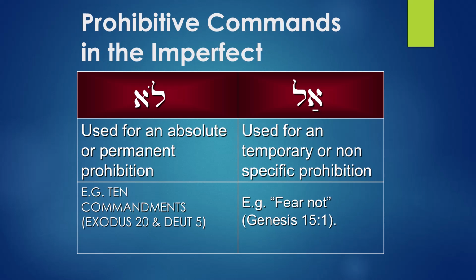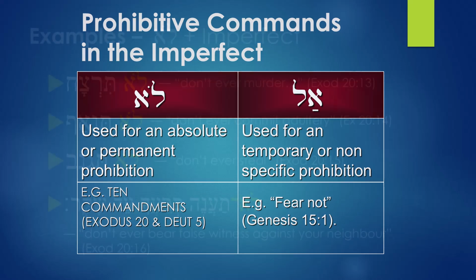So al is used for temporal, immediate prohibition. For example, this is what you find in Genesis 15 verse 1. That fear not, or do not fear, is a temporal prohibition. You're stopping somebody from fearing in that moment. But when you use lo with an imperfect tense, for example, when you walk through the Ten Commandments in Exodus 20, and also Deuteronomy 5, you're going to find lo being used, meaning the prohibitions that you find there are permanent. They are permanent prohibitions. So al is used for temporal, immediate prohibition, while lo is used for permanent prohibition.